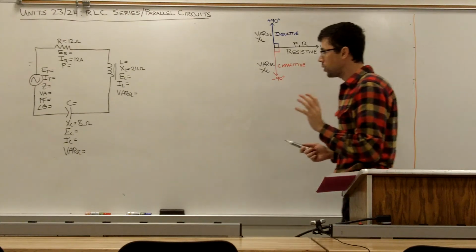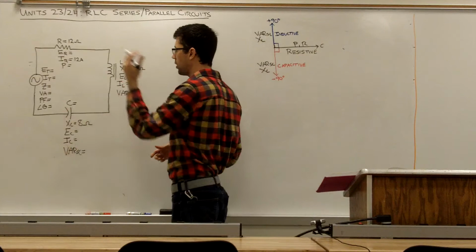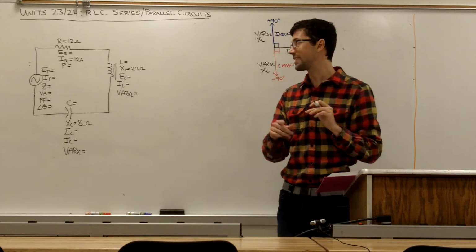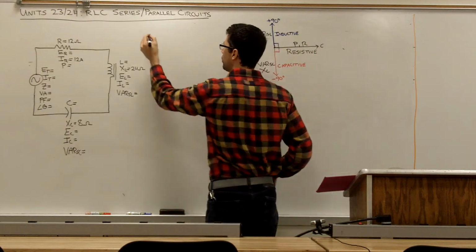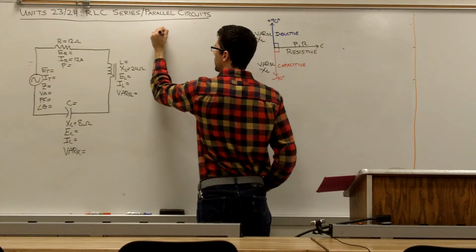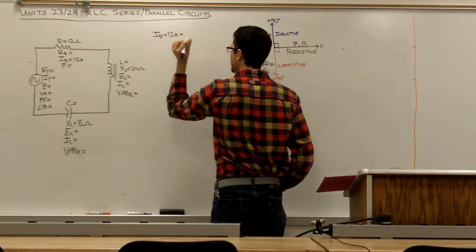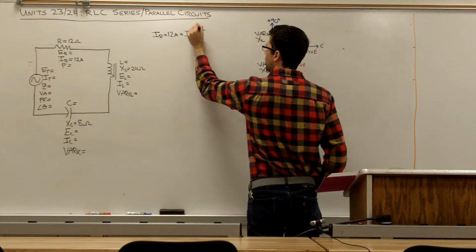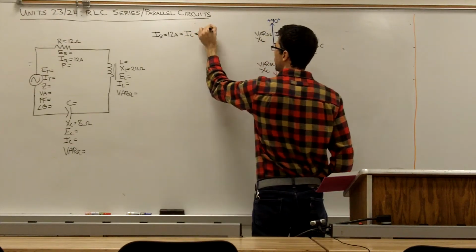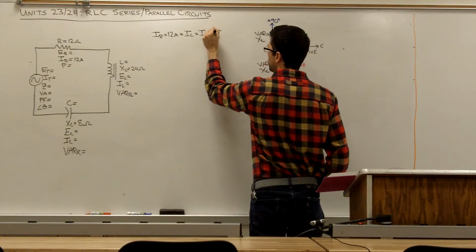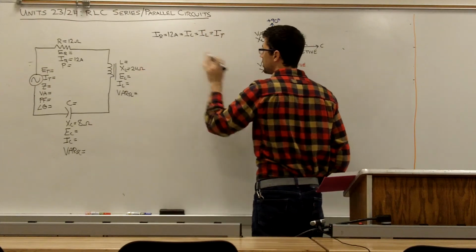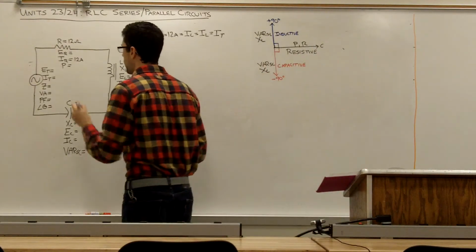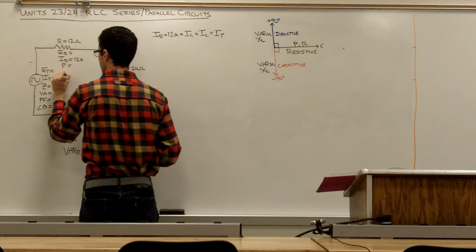And so, we have a series circuit with one path for current to flow. So we know that in a series circuit, the current is the same everywhere. I have given you the current through the resistor is 12 amps. That has to mean that the current through the capacitor is 12 amps, the current through the inductor is 12 amps, and the total current being supplied by the AC source also has to be 12 amps. So if you have one current value, you have the rest.